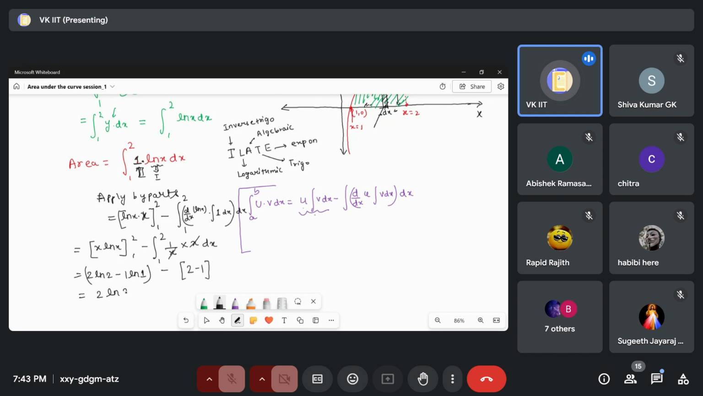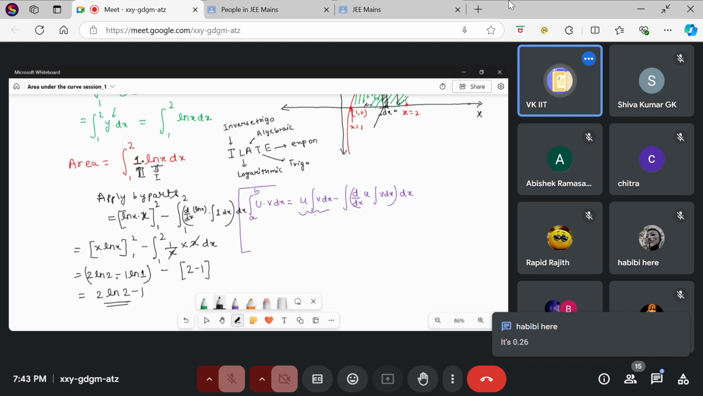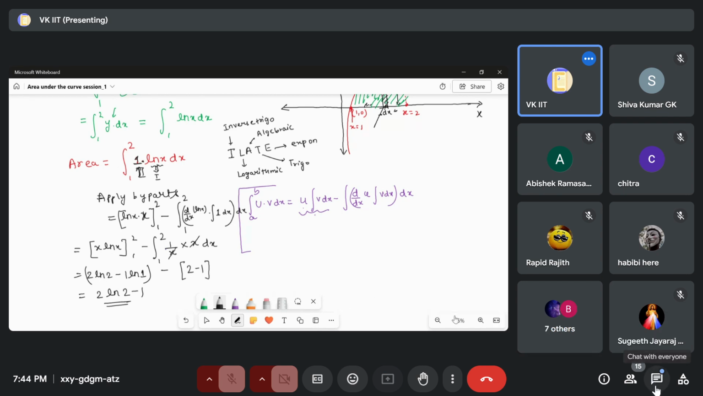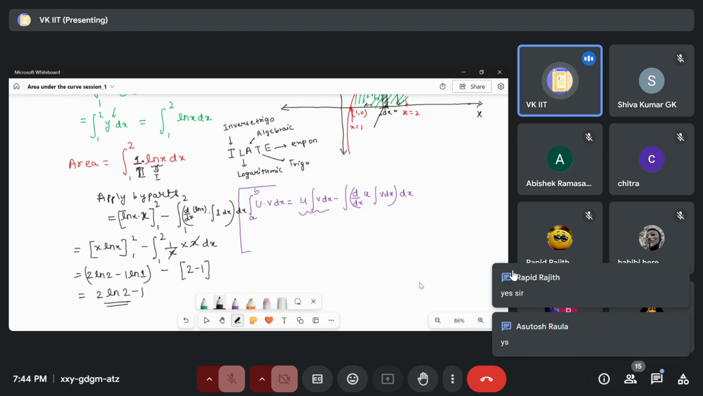So I think it must be like this. 2 minus 1, that is 1. Is it coming like this? Anyone who has solved? Okay, great, good.